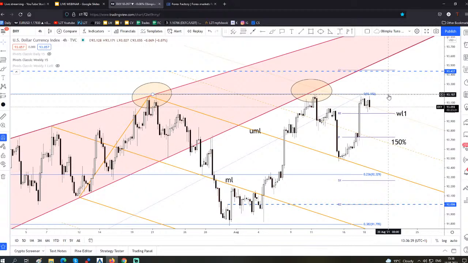Euro versus the Australian dollar, guys. So right now we are right below an important, key level.